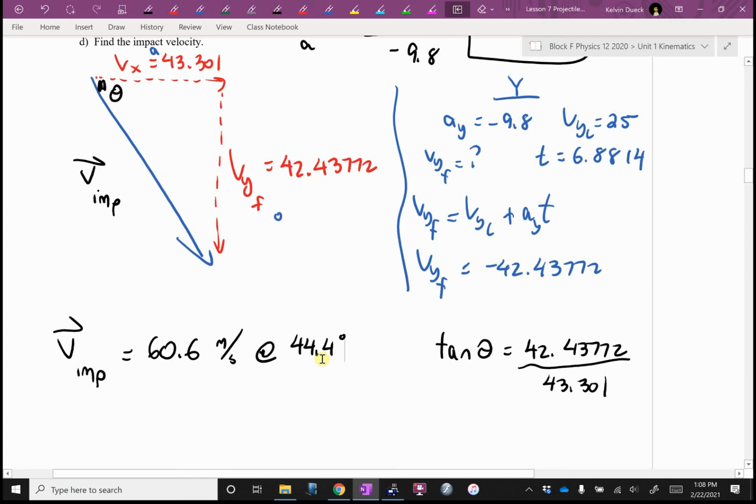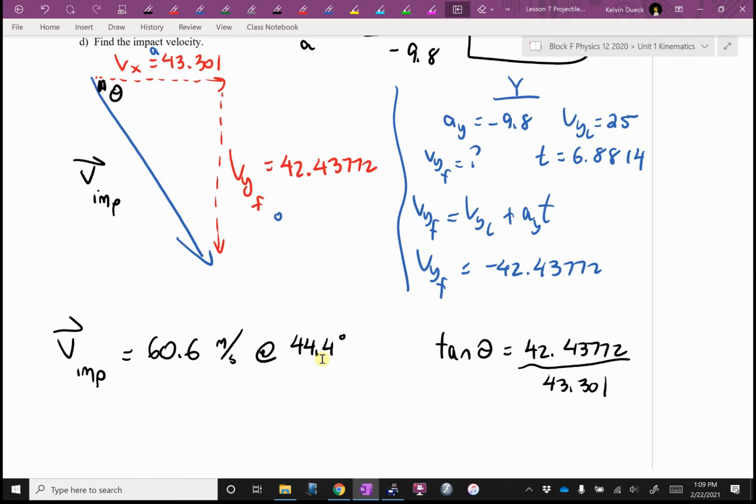Direction. 44.4. Okay, you all caught up? What's the direction? If you said south of east, I won't take marks off, but I'll give you a stink eye. Just because my ceiling is not north and my floor is not south.